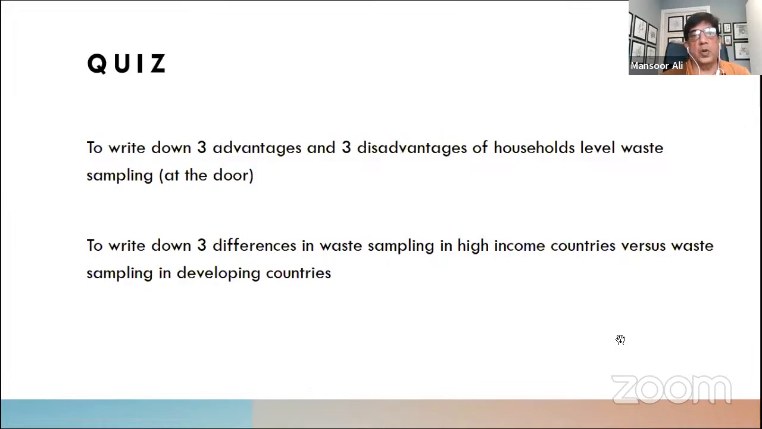So the quiz for today is: write down 3 advantages and 3 disadvantages of household-level sampling at the door only, right? What are the advantages and what are the disadvantages if you just sample household waste at the door? What is the purpose of citywide data collection? And write down 3 differences in waste sampling in high-income countries versus waste sampling in developing countries. In high-income countries, assume what things are in place. And if you take some of those methods to low-income countries, what are the differences?